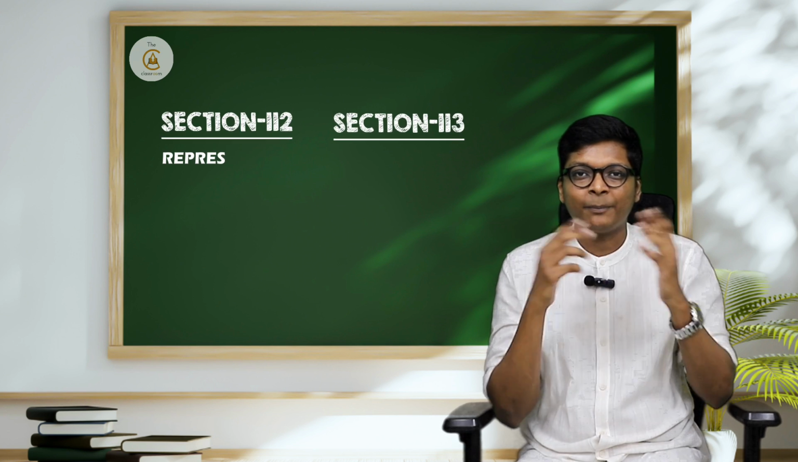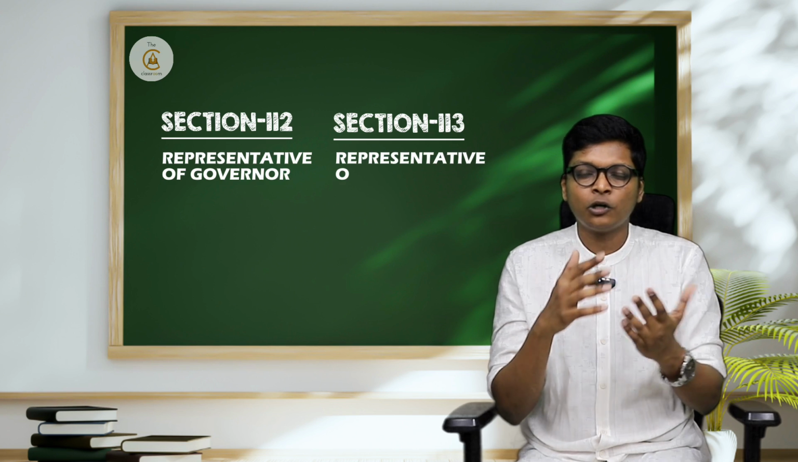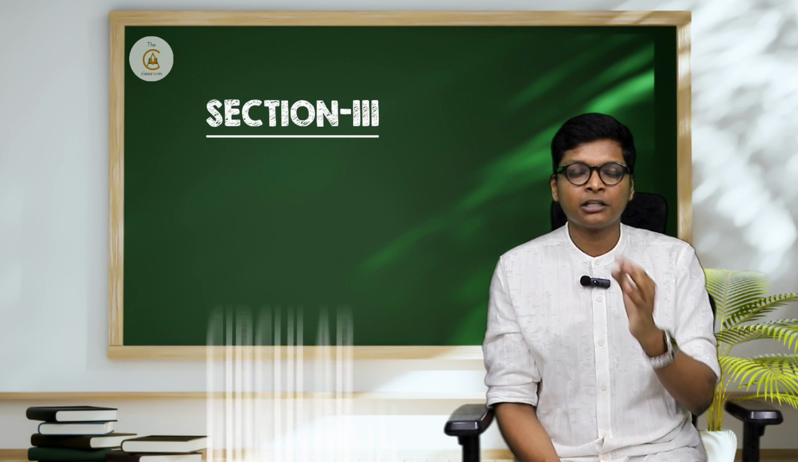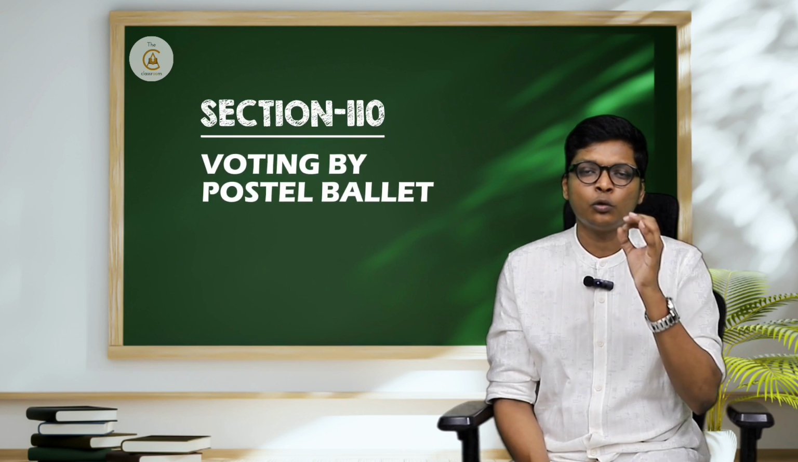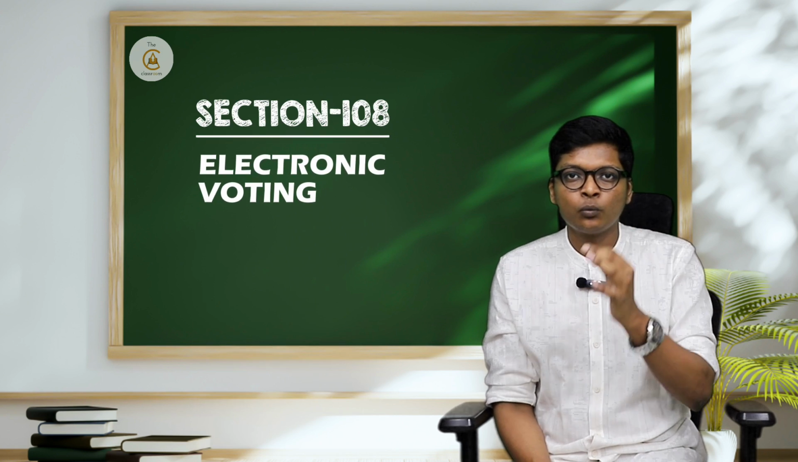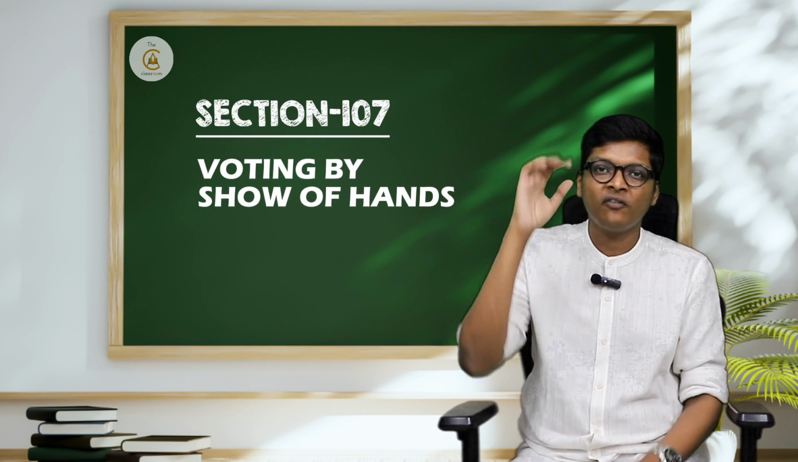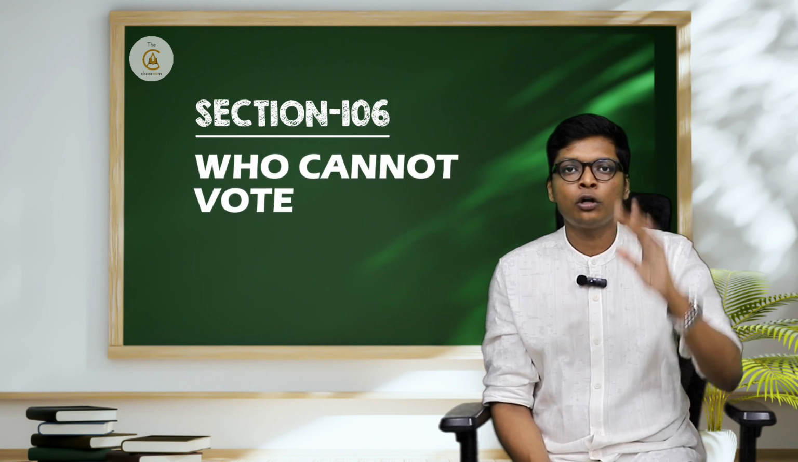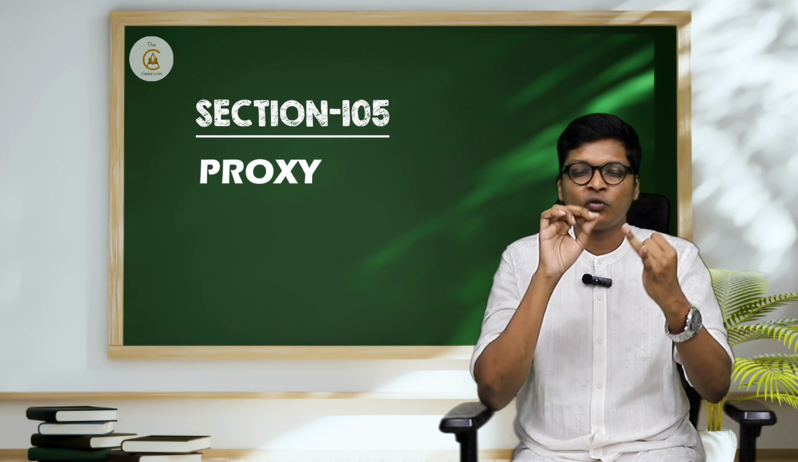113 and 112 is representations by central government and governor. 111 is circular resolution. 110 is postal ballot. 109 is voting by poll. 108 is electronic vote. 107 is voting by show of hands. 106 is who cannot vote. 105 is proxy. 104 is chairman.